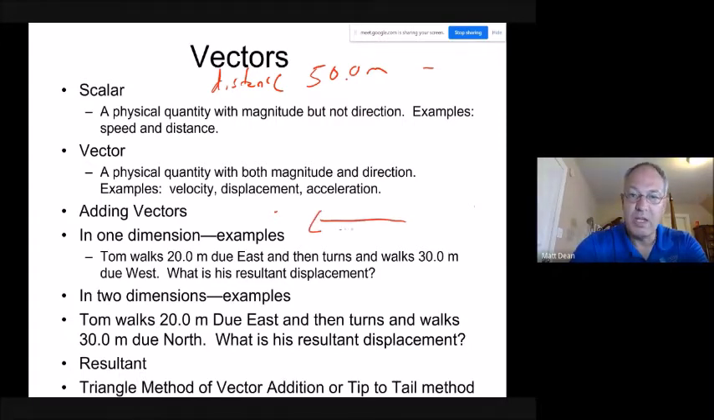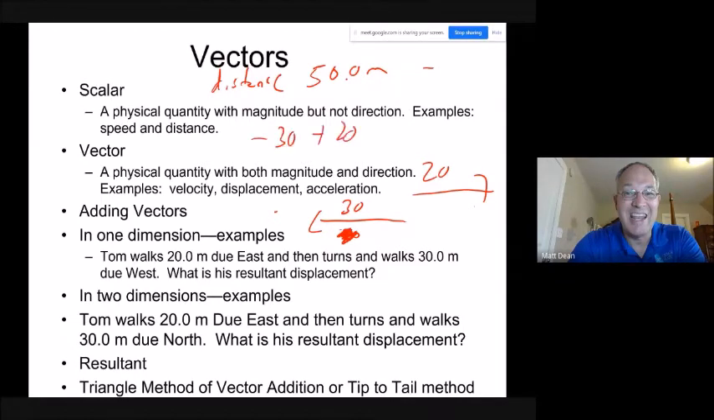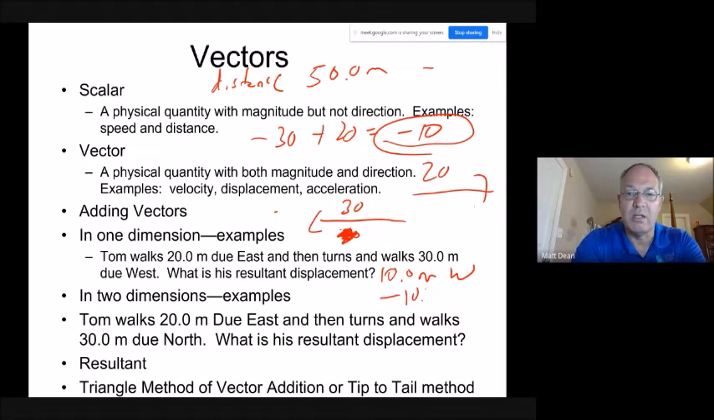So he goes 20 east, and then he turns around and goes 30 west. You simply add those together, remembering that left, in this case west, is negative. So I'm going to say negative 30 plus 20. We end up with a net displacement of negative 10, or 10 meters, and we would write it out with sig figs, 10 meters west, or we could write negative 10 meters. Either one of those answers is right.